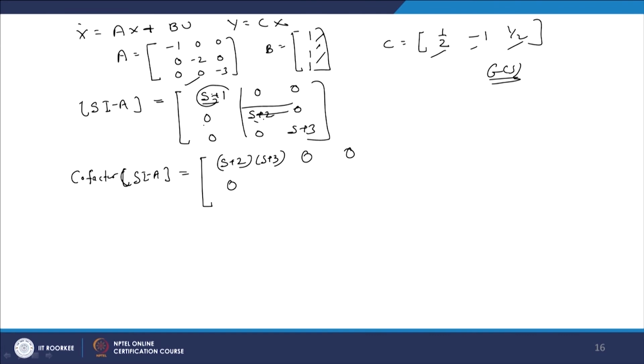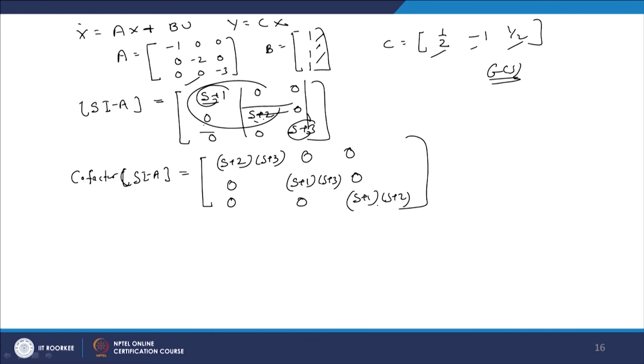So, there is a multiplication of S plus 1 and S plus 3. We write S plus 1, S plus 3, and the other element 0, and finally about the third, 0, 0, and here S plus 1 into S plus 2. With respect to this, we remove this row and this column, and the element is S plus 2 into S plus 1 into S plus 2.